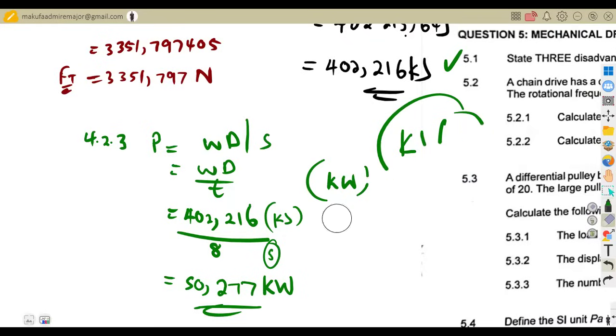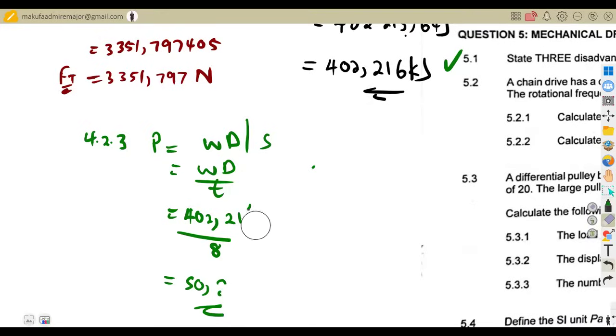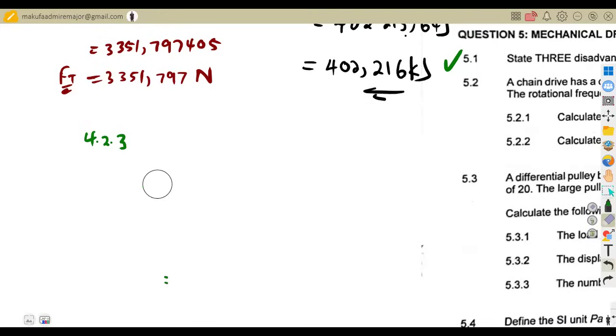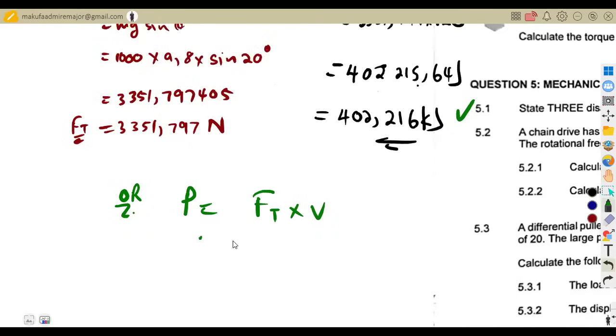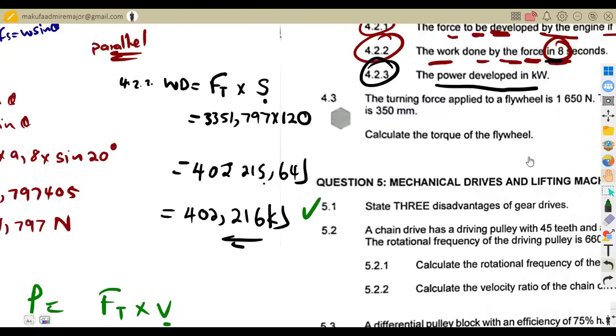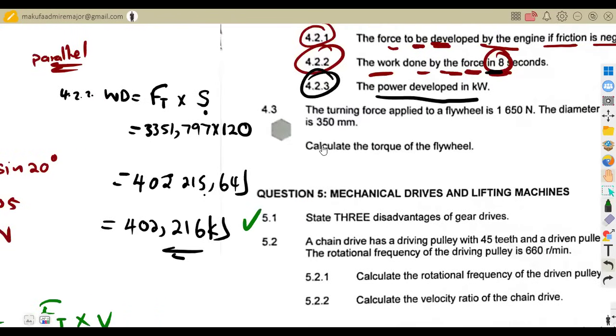Is it the only way of calculating this same power? No. We can calculate our power from the total force. So this could be another way. Power is equivalent to the total force in that case times the velocity. Are we having the total force? We've got the total force that we calculated here. Remember our FT, which is the parallel component, which gave us 3,351,797 times the velocity for that time frame of 8 seconds. What was the velocity?